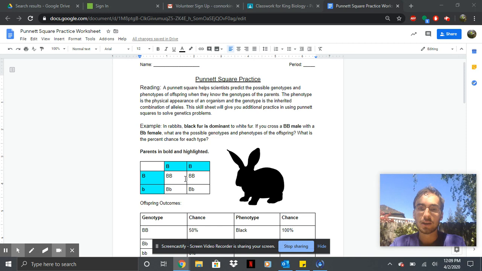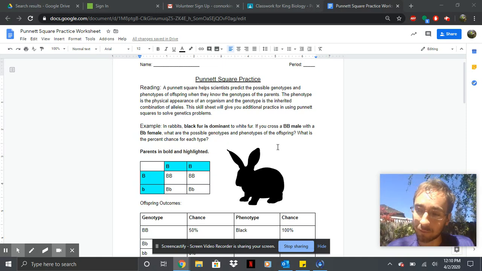So how it works, you're going to read the scenario. For the example, in rabbits, black fur dominates white fur. So first you should be thinking, okay, capital letter, that's going to be capital B for black. And then the other offspring is going to be recessive to white fur, so white is going to be lowercase b. And the only way you can have white fur is if you have two lowercase letters.